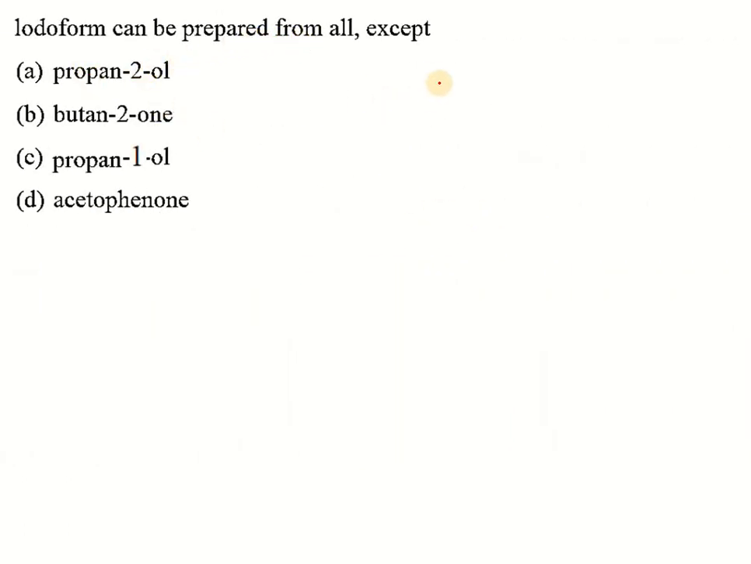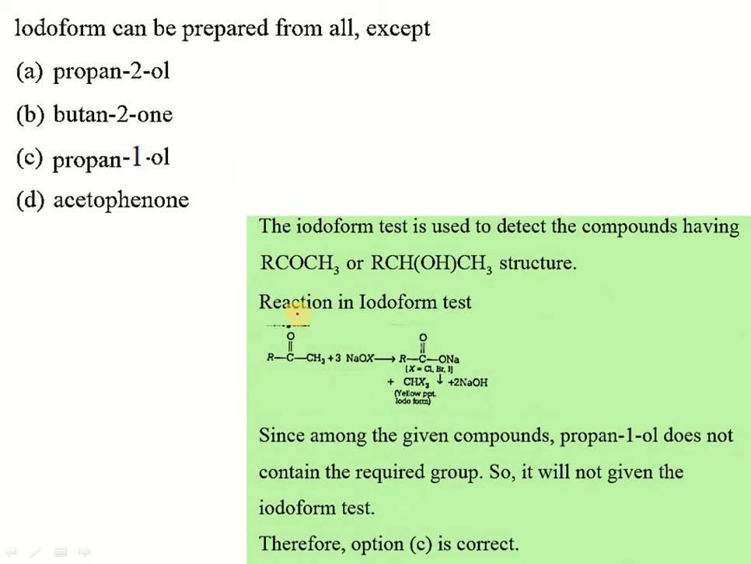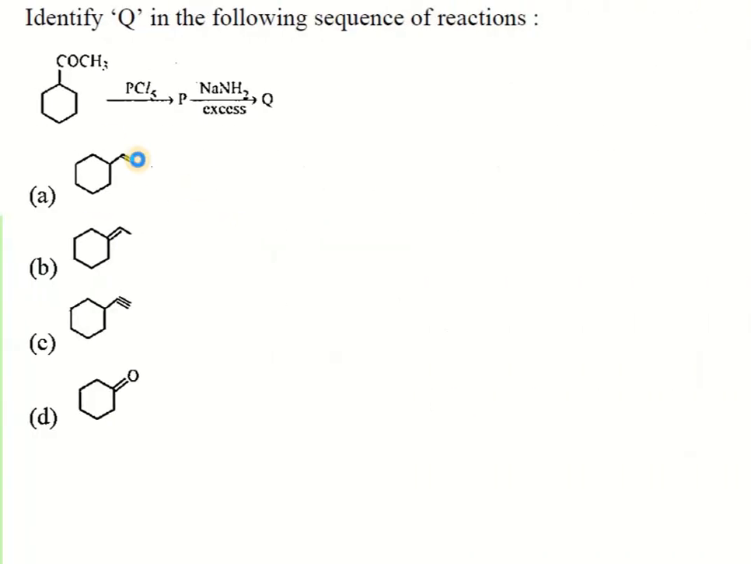Iodoform can be prepared from all except. It's a repeated question; in previous sessions and examinations they have also asked it. If you observe this iodoform reaction, it requires the methyl ketone group RCOCH3 or the CHOHCH3 structure only, but this structure is not there in propan-1-ol. So propan-1-ol, option C, is the right answer. This substance will not give the iodoform test.